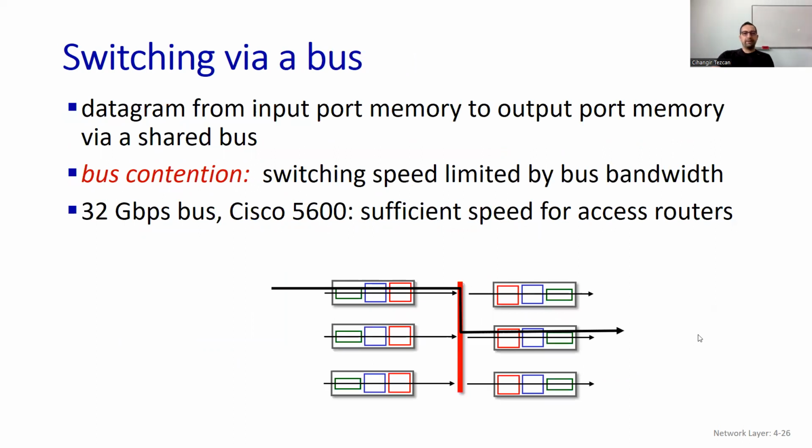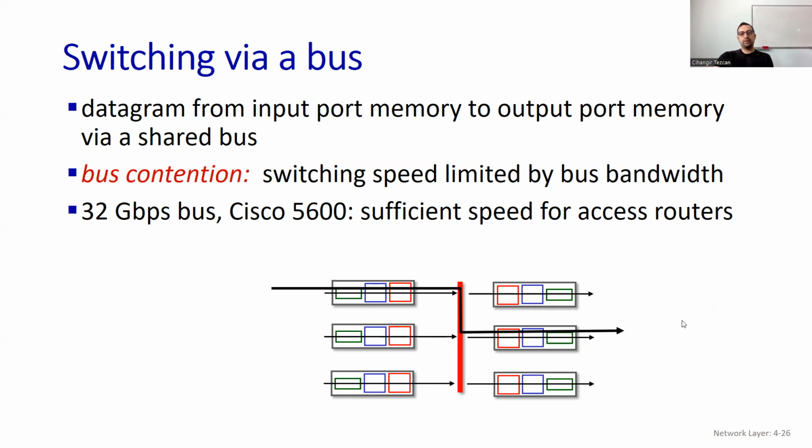Switching via bus: datagram from input port memory to output port memory via a shared bus. Here the keyword is shared bus. Since you are sharing it and it is a single bus, if there are 2 data at the same time, one has to wait in the queue. That is the main catch here. Bus contention: switching speed limited by bus bandwidth. For instance, in the Cisco device, we can have 32 gigabits per second for each bus, sufficient speed for access routers.